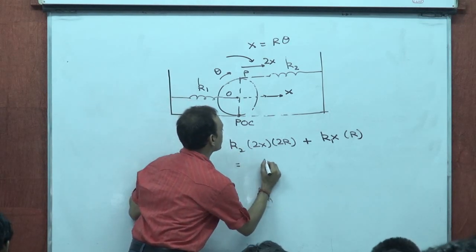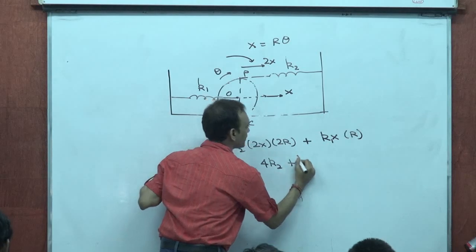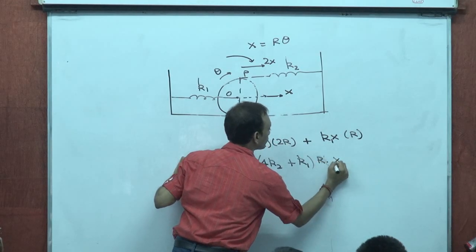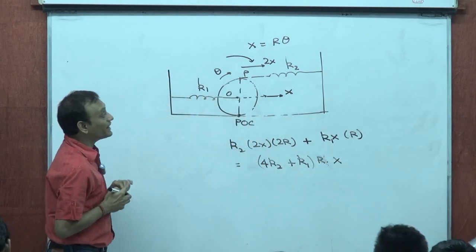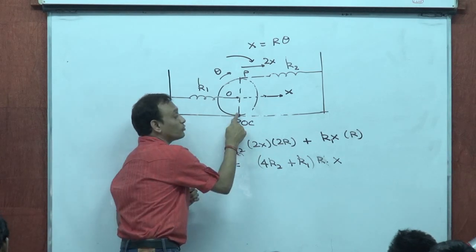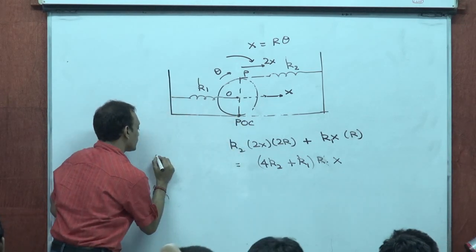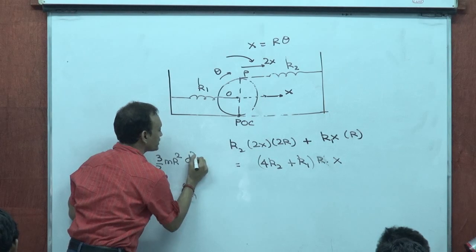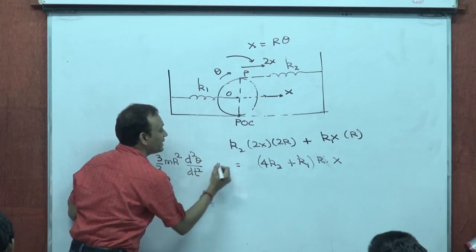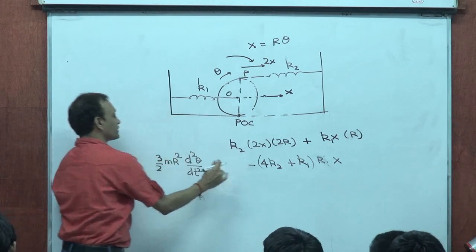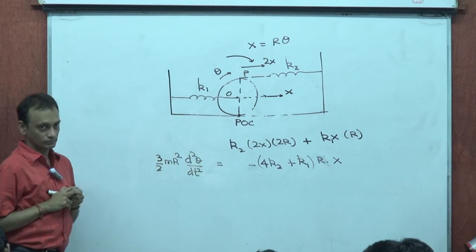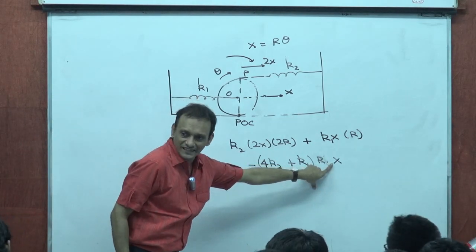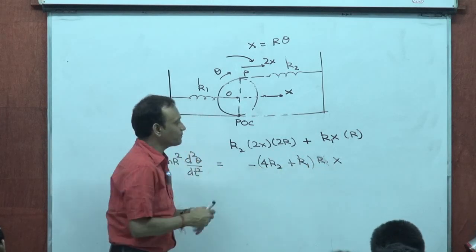So which is like 4k2 plus k1 into r into x, and that must be I about the point of contact, which is 3 by 2 mr squared into angular acceleration, which is d2 theta dt2, and now a minus sign because it's a restoring torque, right? And this x I can write as r theta.